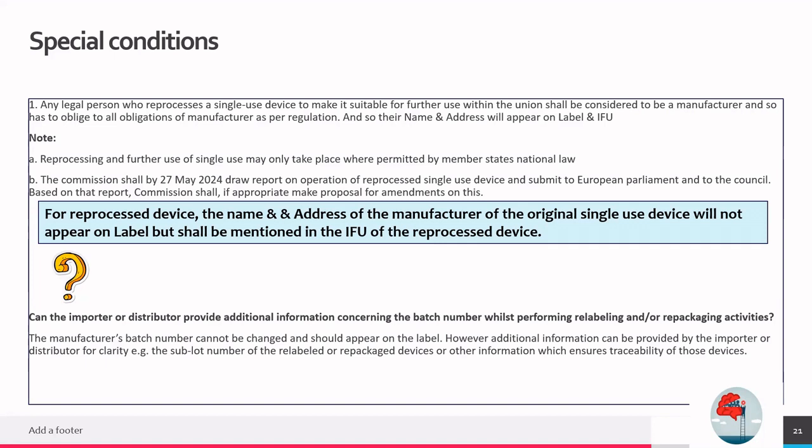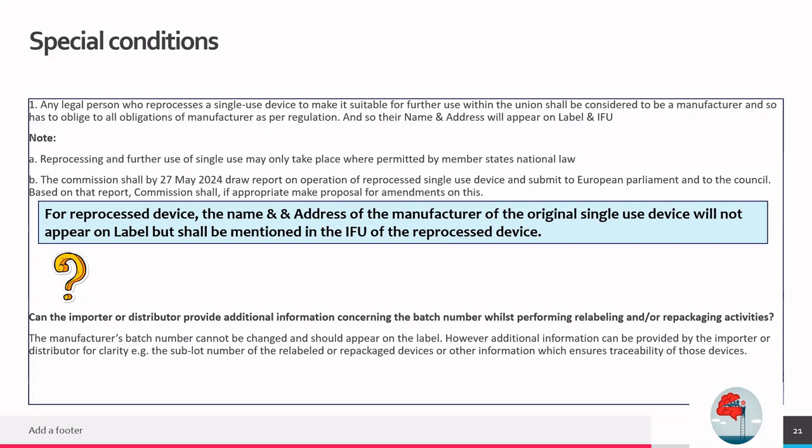The Commission shall by 27 May 2024 draw up a report on how this reprocessing of single-use devices will take place and how they have to submit to the European competent authority. For all this, there is no well-defined structure or guideline anywhere now.